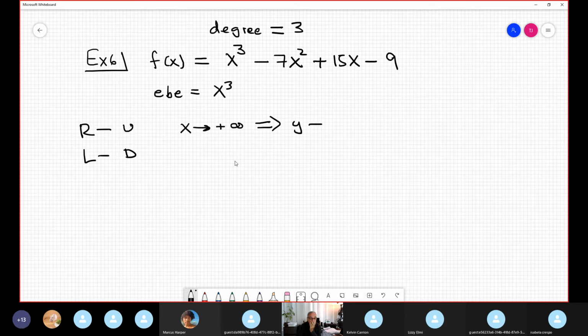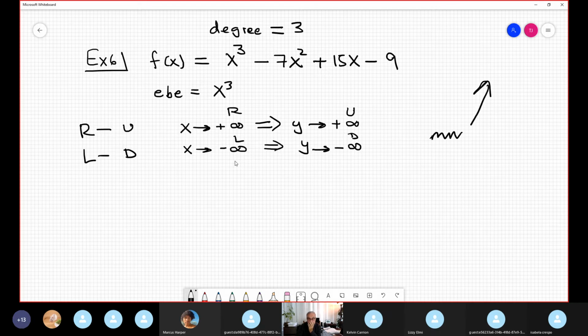Another way to say it is: when x approaches positive infinity, y approaches positive infinity. Up. This is right, this is up. When x approaches negative infinity, this is left, y approaches negative infinity. It's down. To see it more clearly graphically, it's something like that. This is the end behavior. Any questions so far?